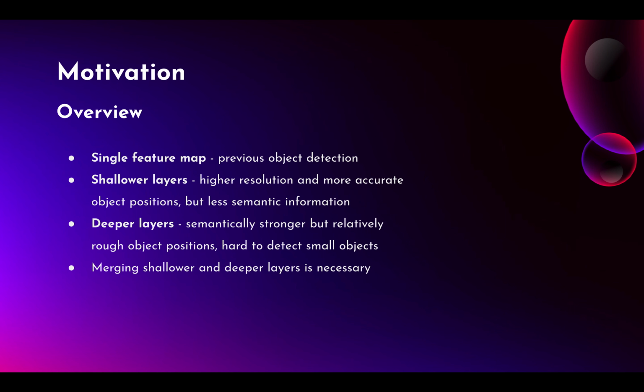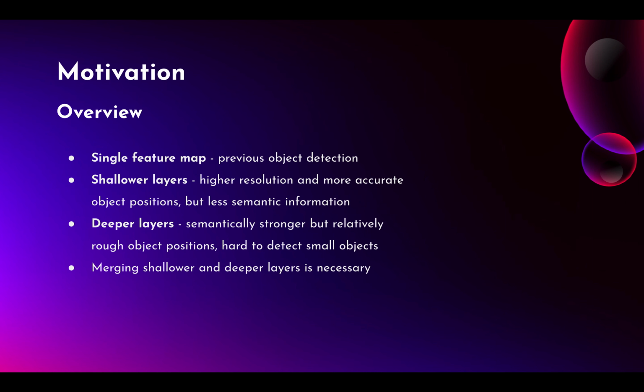In most previous object detection algorithms, only the top feature map in the convolutional neural network is used for prediction. In convolutional neural networks, the feature maps of the shallower layers have higher resolution and more accurate object positions, but contain less semantic information. On the other hand, the feature maps of the deeper layers are semantically stronger, but the resolution is low and the object positions are relatively rough.